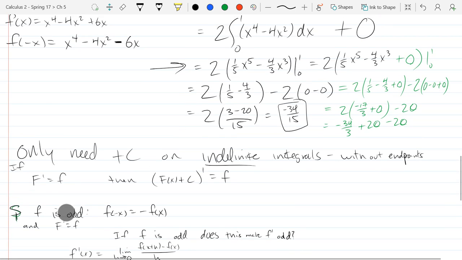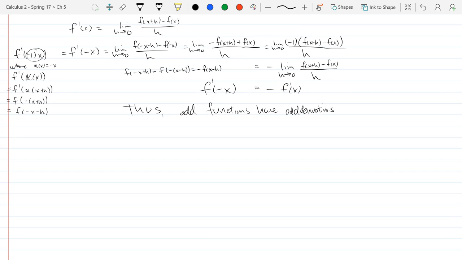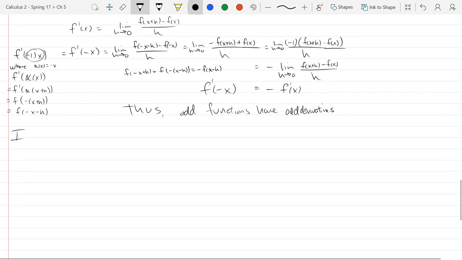Why do odd functions equal zero? So let's assume the antiderivative of an odd function is odd. So we showed the derivative is. It's going to be a little harder to show the antiderivative, but if odd functions have odd antiderivatives.